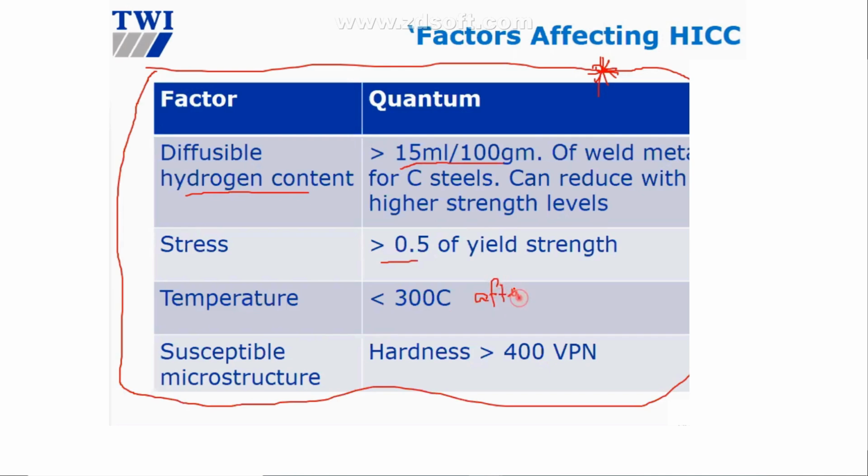Example, after welding here, when its temperature is less than 300 degrees C, all right? And also the hardness value is very high, more than 400 Vickers pyramid number. So basically hardness increases. One example of how we get higher hardness is from the carbon percentage and also from the fast cooling.